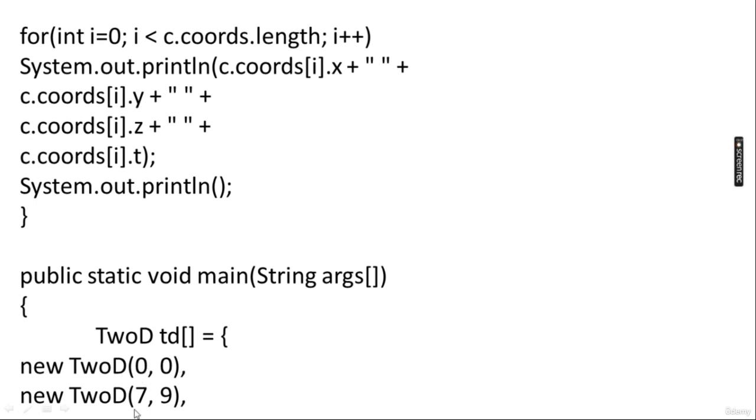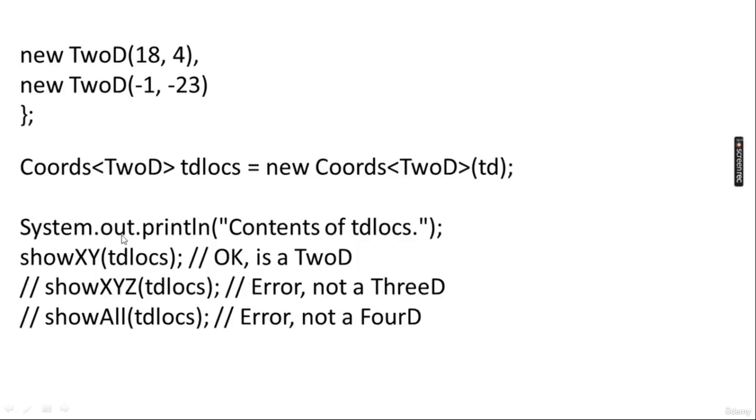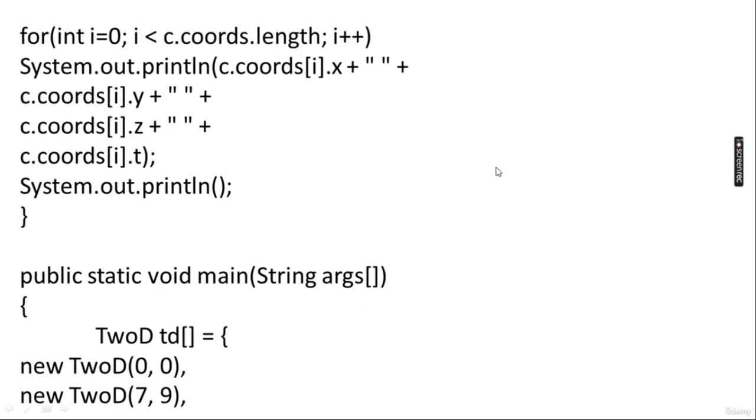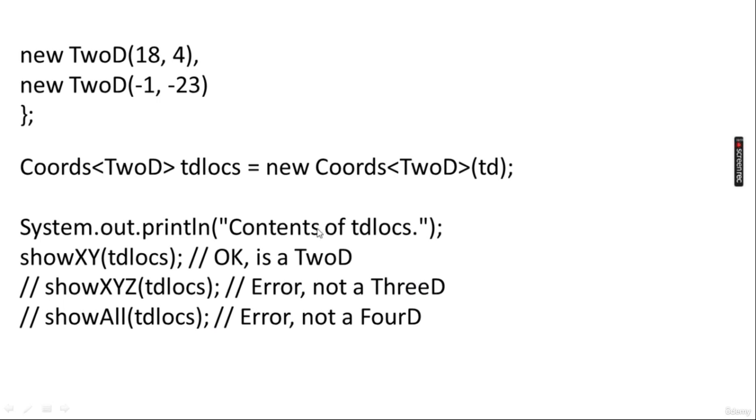New TwoD(0, 0), new TwoD(7, 9), new TwoD(18, 4), new TwoD(-1, -23). Now the Coordinate 2D objects are created and passed with td. So this td array, a two-dimensional array, has four elements. It is passed over here. Then the contents of tdlocs: showXY will show all the elements, 0, 0, 7, 9, 18, 4, minus 1, minus 23. Okay, it is a 2D. So showXYZ with tdlocs will not be possible, because for showXYZ the upper limit is 3D, and for showAll the upper limit is 4D.